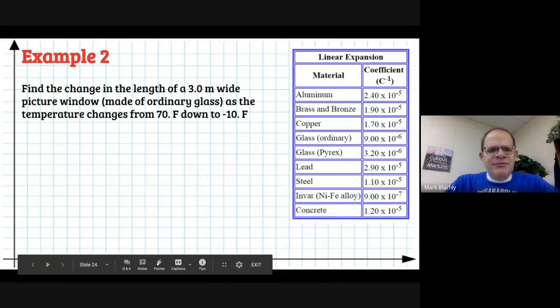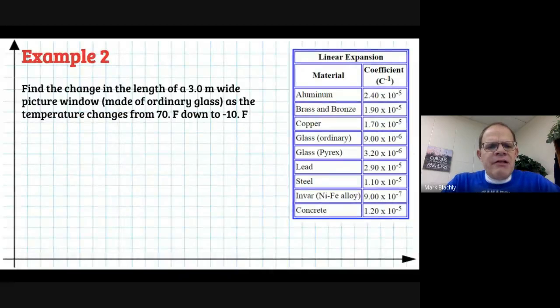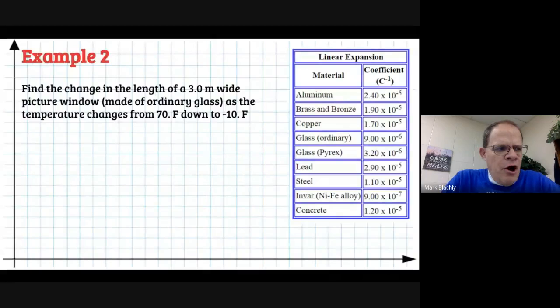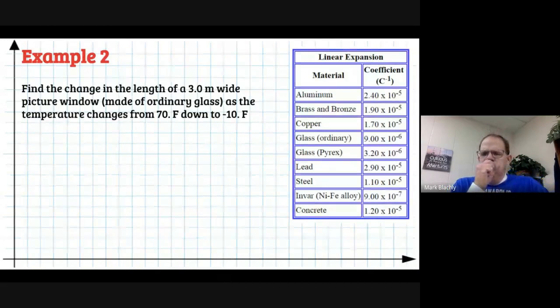All right, so it's 9 feet wide. It's made of ordinary glass, and the temperature is going to go from 70 degrees Fahrenheit down to negative 10. So 70 is a nice warm day in the sun, and negative 10 is a really cold night when the Arctic blast comes in.